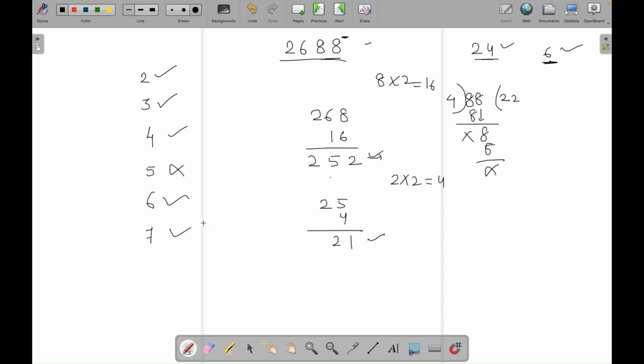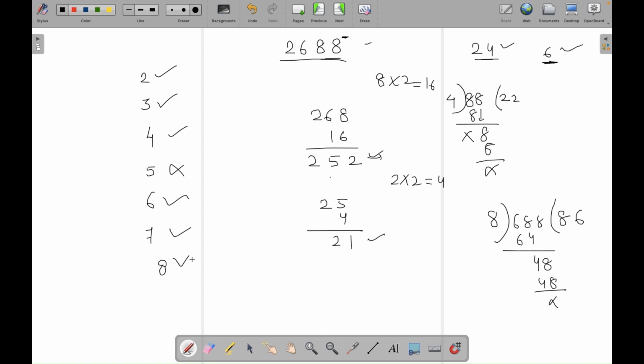Then we can check with 8, right? To check with 8, we have to check whether the last 3 digits are divisible by 8. So 688, we have to divide this by 8. 8 8s are 64. So 4 comes here and then we have 8. 8 6s are 48, which means it is divisible by 8.